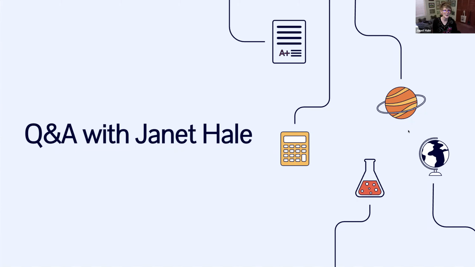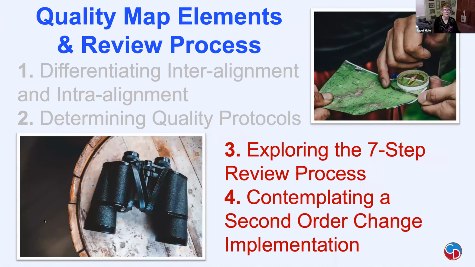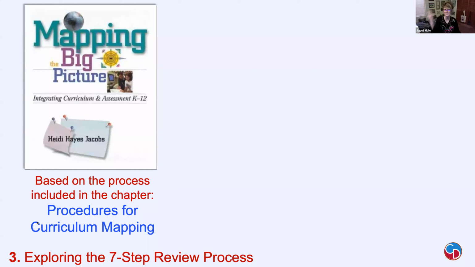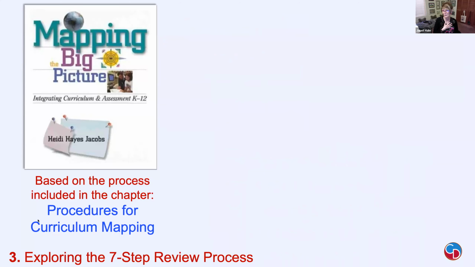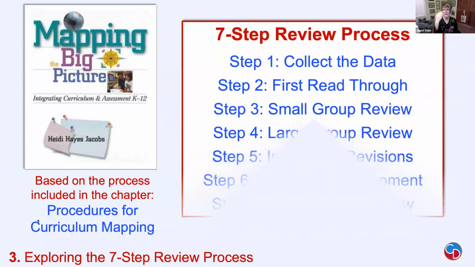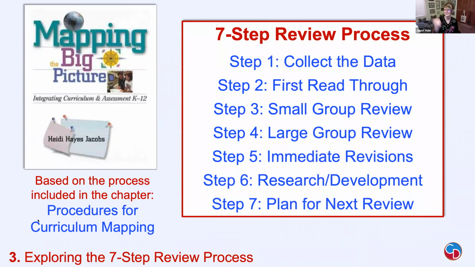Okay, so where we are now is exploring the 7-step review process. Again, I'm going to go back to this idea of making some decisions systemically, because intra is always just in the map units themselves. So I like to use Heidi Hayes Jacobs' model that she has in Mapping the Big Picture. If you're not familiar with it, it's a 7-step review process.